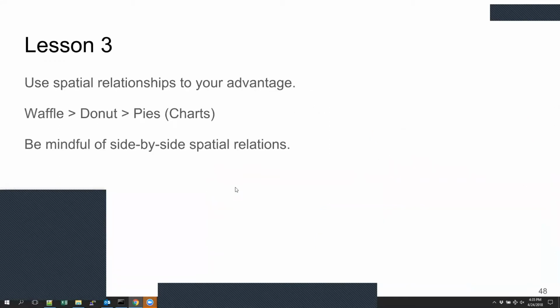So my lesson for this is to use spatial relationships to your advantage, to maximize that as much as possible. Be mindful of side-to-side spatial relationships because they can be effective, based on the orientations and the angles between the two lines as well. And again, waffle charts are better than donut charts, which are better than pie charts.